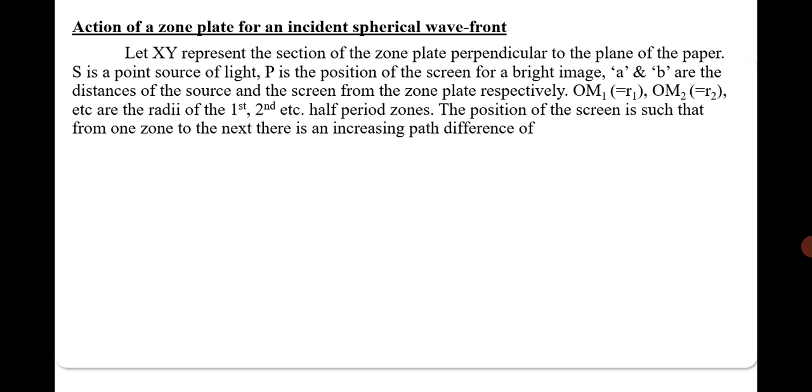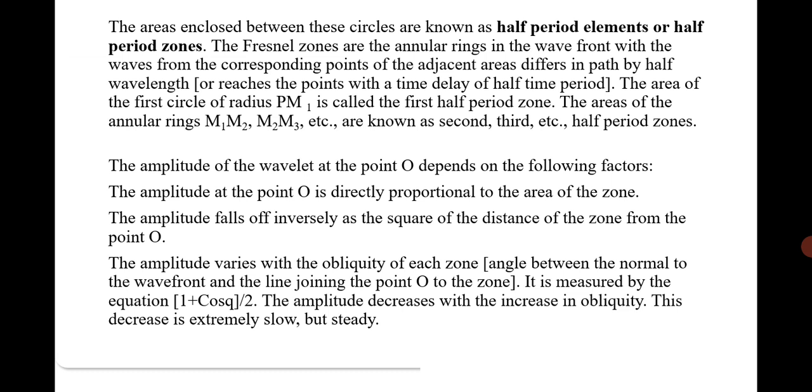half-period zones. The position of the screen is such that from one zone to the next there is an increasing path difference. The areas enclosed between these circles are known as half-period elements or half-period zones. The Fresnel zones are the annular rings in the wavefront with the waves from corresponding points of adjacent areas differing in path by half wavelength. The area of the first circle of radius PM1 is called the first half-period zone. The areas of the other rings M1M2, M2M3, etc. are known as second, third, etc.